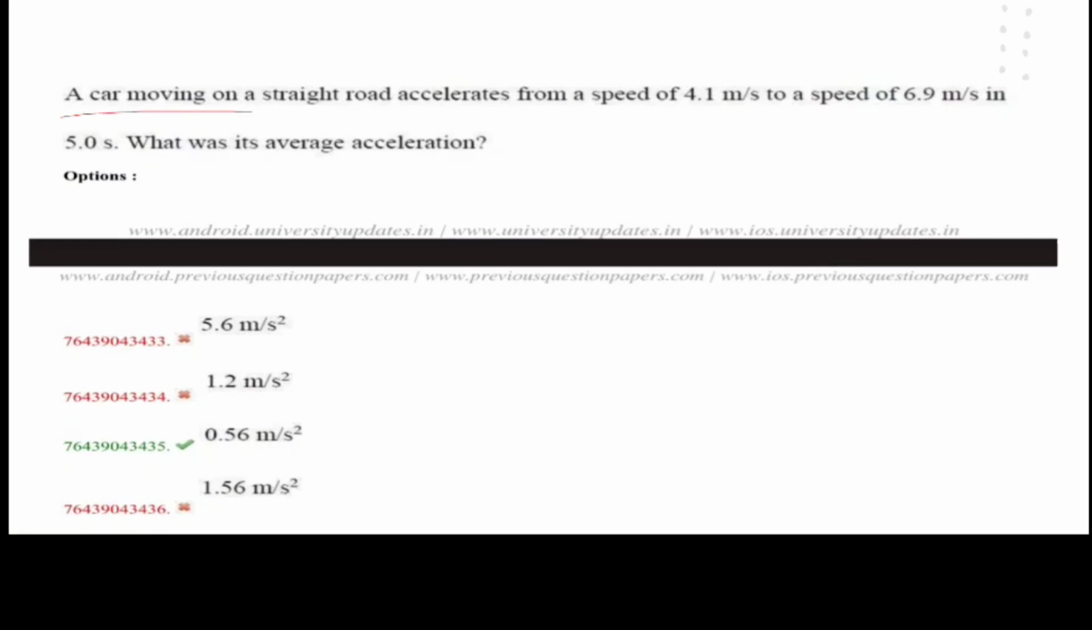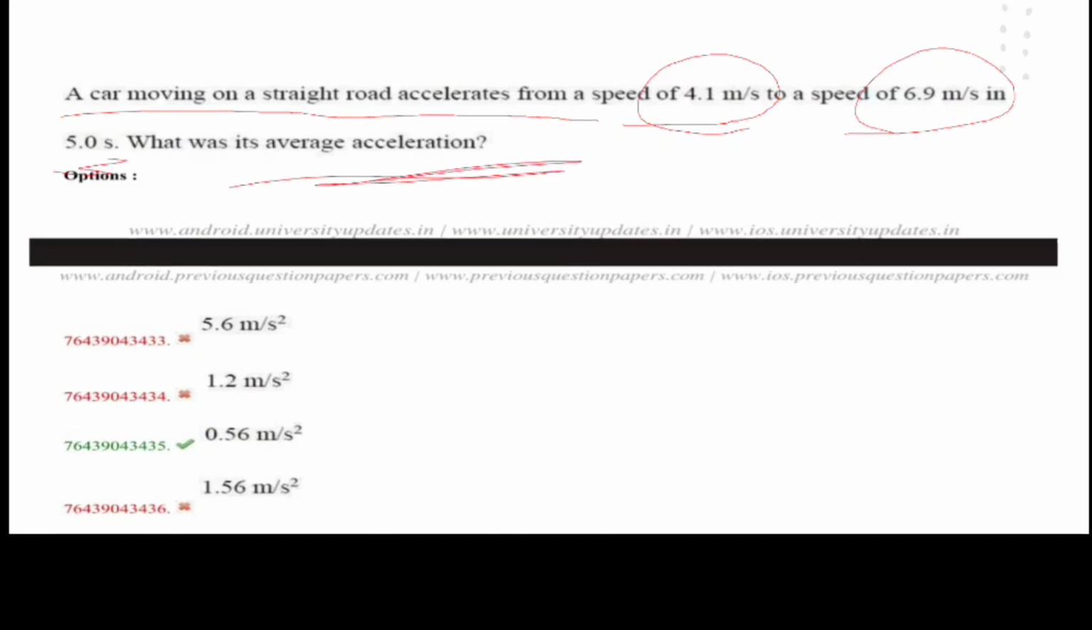A car moving on a straight road accelerates from a speed 4.1 meter per second to a speed 6.9 meter per second in 5 seconds. What was its average acceleration? He is saying that a car moving with 4.1 meter per second increased its speed to 6.9 meter per second within just 5 seconds. So he is asking to calculate the average acceleration.